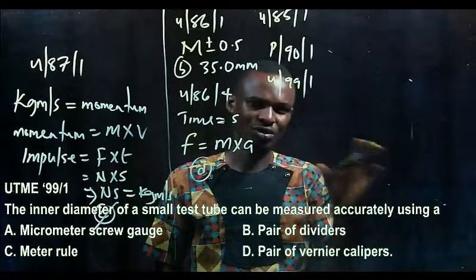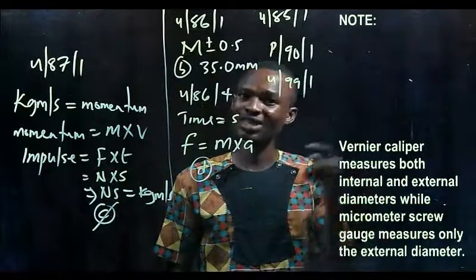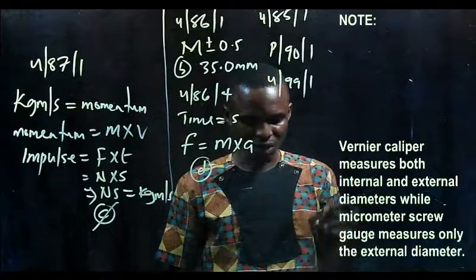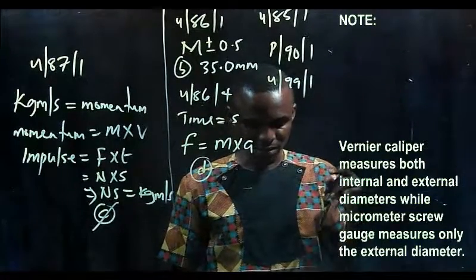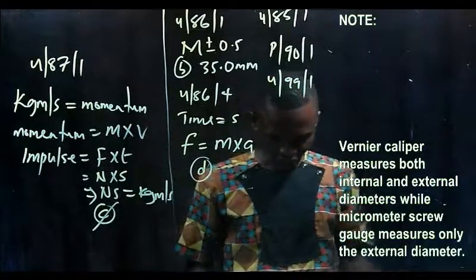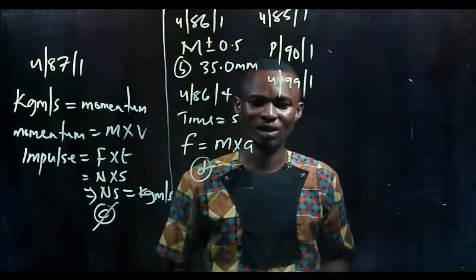I have a short note for you. You can see it on the screen. Vernier caliper measures both internal and external diameter, while micrometer screw gauge measures only the external diameter. Now, quickly, let me take you to the next subtopic I'd like to show you.